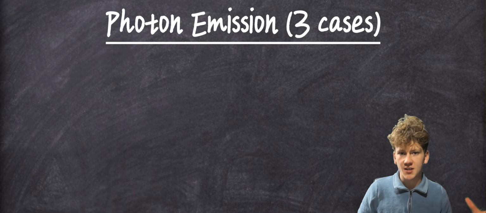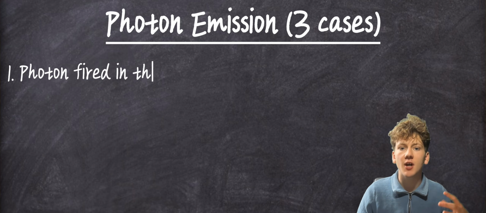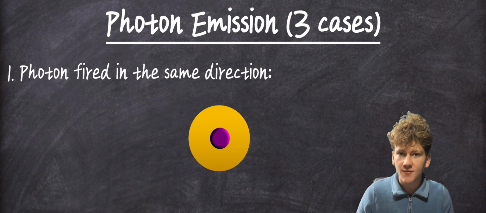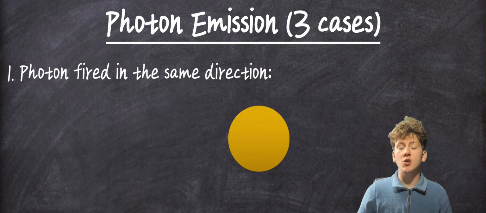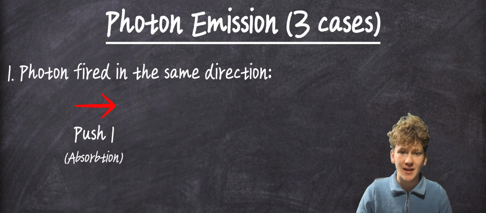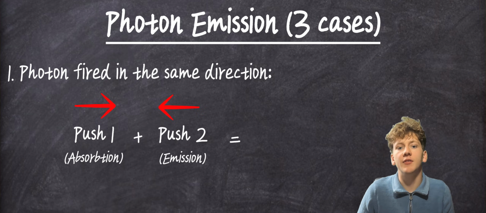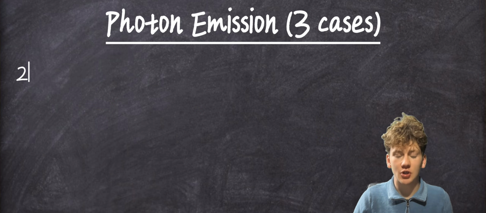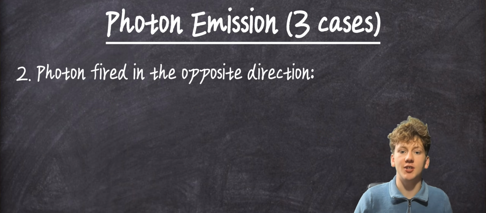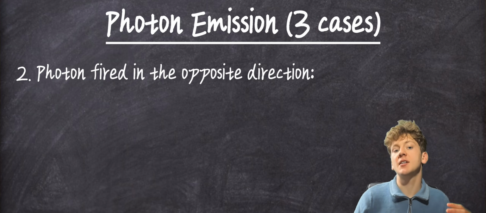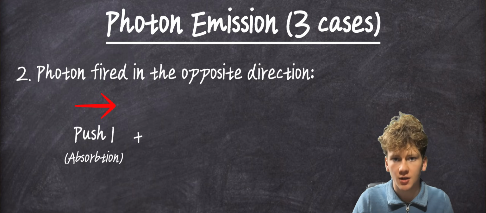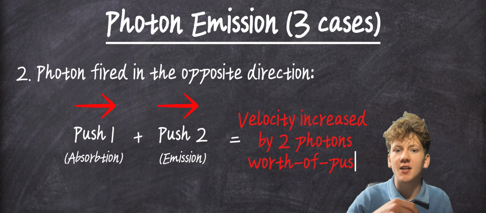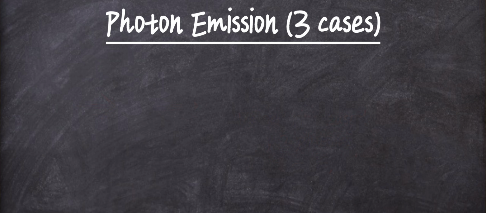If the atom fires the secondary photon back in the same direction as the original photon came from, it essentially cancels out the push given to it by the original photon, because the two photons always have identical momentums. So the final velocity of the atom after this process is unchanged. If the secondary photon is emitted in the opposite direction to the original photon, it gives the atom a second push in the same direction, and so the overall change in velocity is 2 photons worth of push in the direction of the original photon.